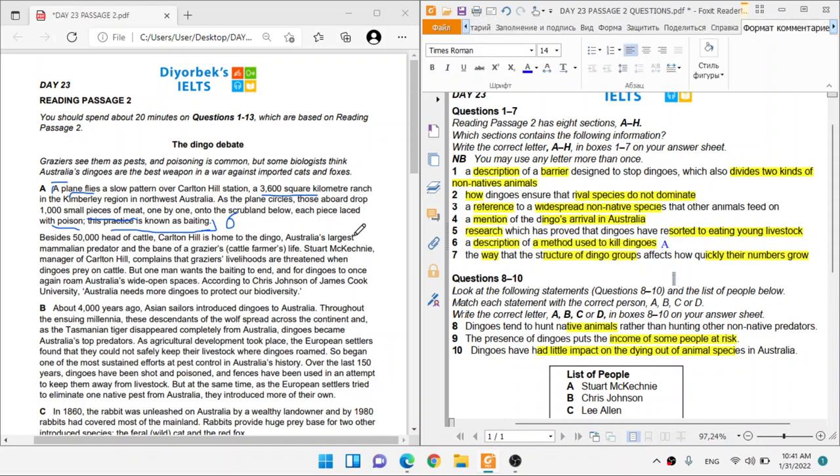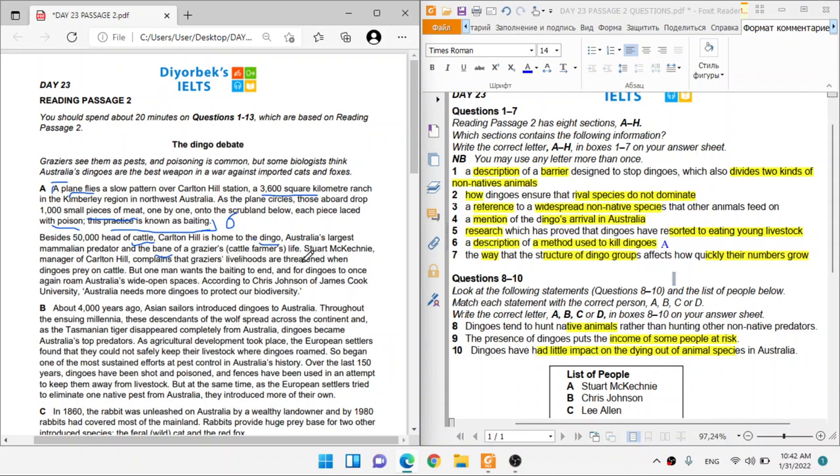All right. Besides 5,000 head of cattle, Carlton is still home to the dingo. In addition to being home to cattle, it is also home to the dingo, Australia's largest mammalian predator, and bane. Bane is the opposite of boon, I guess. Grazers see them as something bad.